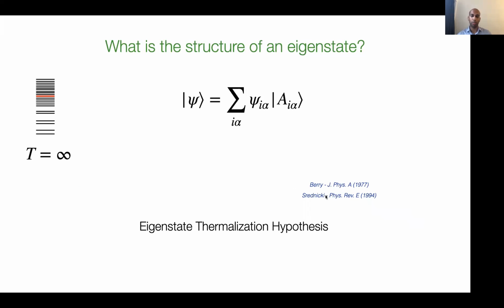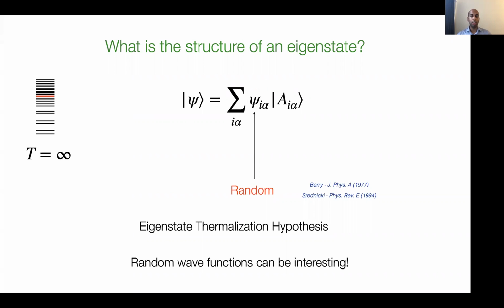And the answer to this goes back a few decades. It was originally conjectured by Berry, it's called Berry's conjecture, and formalized in the eigenstate thermalization hypothesis, which says that to a good degree of approximation, these matrix elements are totally random. The ETH tells you much more than this statement, but for our purposes, this is what we need to take away: in an ergodic system, if you're looking at some state in the middle of the spectrum, these coefficients are totally random. So that tells you that random wave functions can be interesting. It might be useful to study random wave functions.